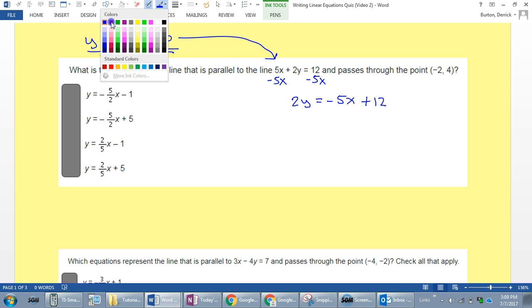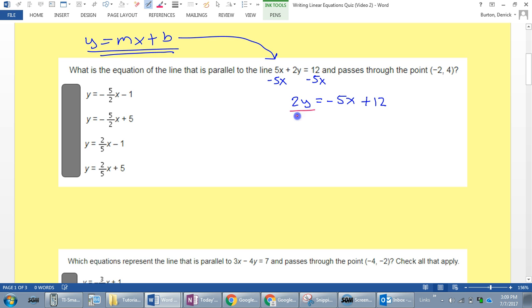We need to divide to get rid of this 2. So I need to divide 3 places: here, here, and here. That's going to give me y equals negative 5 over 2 x plus 6. And the only point of this is we need to know what the slope is. So what is the slope of this line?